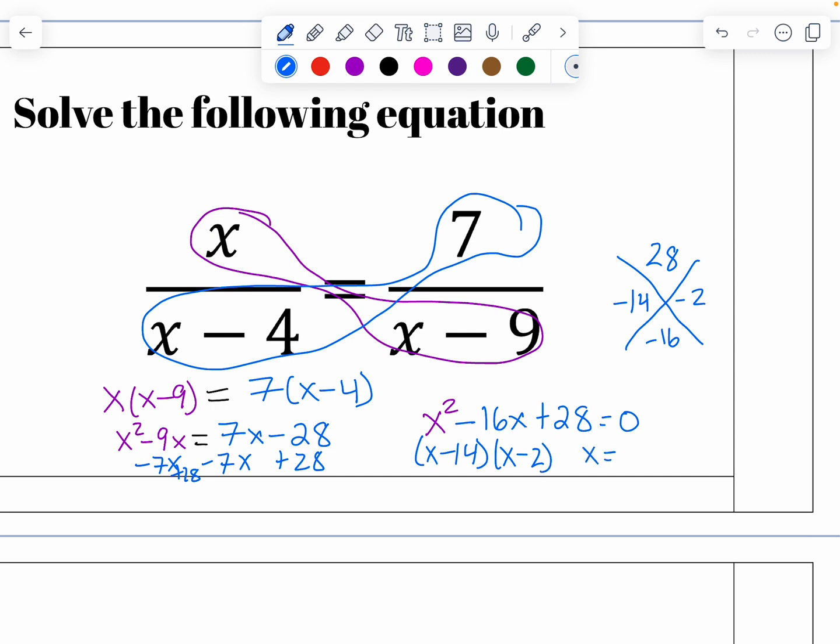So I get x is equal to positive 14, because again, we are solving for x in this problem, and x is equal to positive 2. Now, with these types of problems, you always have to check your answer. Okay, so I'm going to do that real quick.